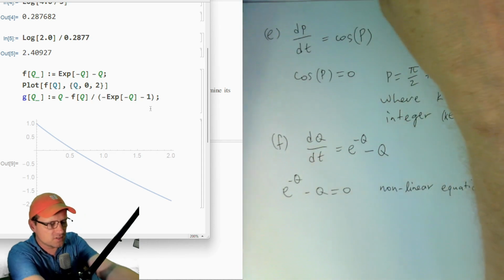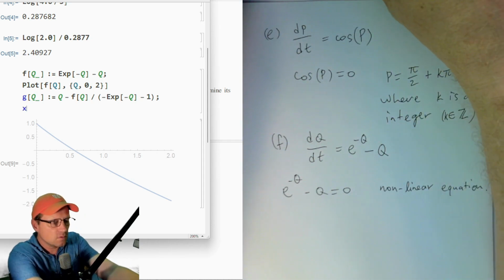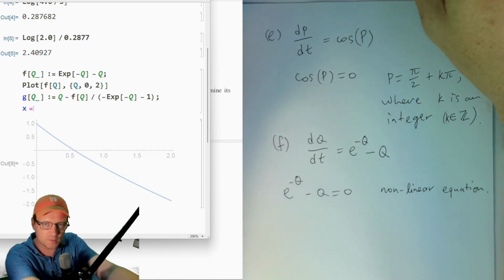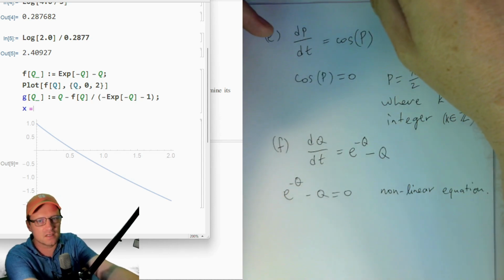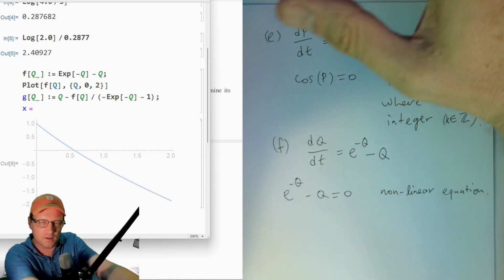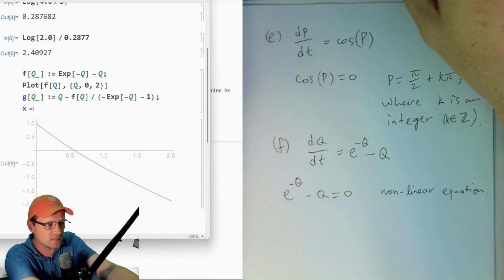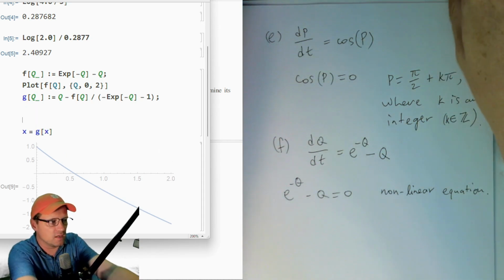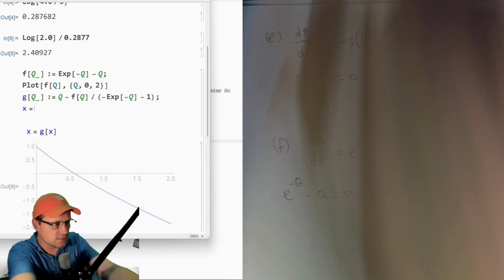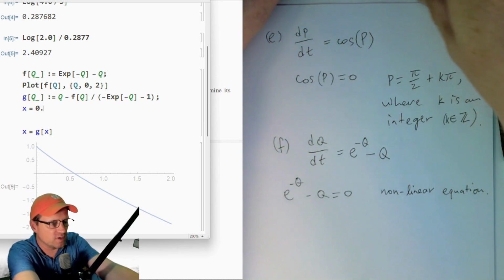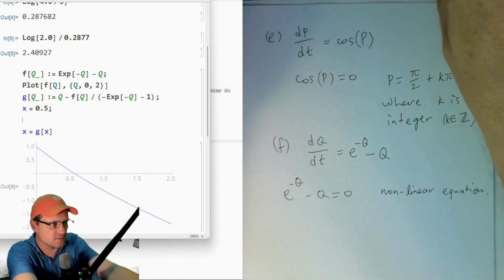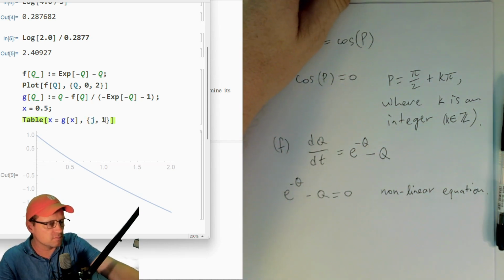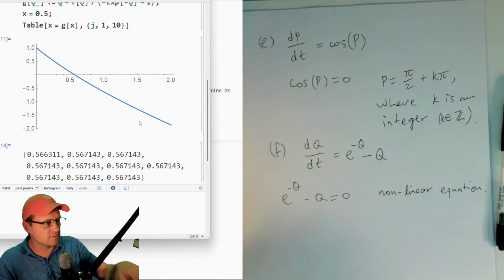So now what we want to do here is write an update procedure. Now I'll just use Table to do this. That's the easier way than writing a for loop for this. So x equals g of x. Okay, then above that, I'll come up here and write x equals 0.5 is a reasonable guess. And we'll tabulate this for, say, 10 terms over some letter j. Okay, let's have a look.